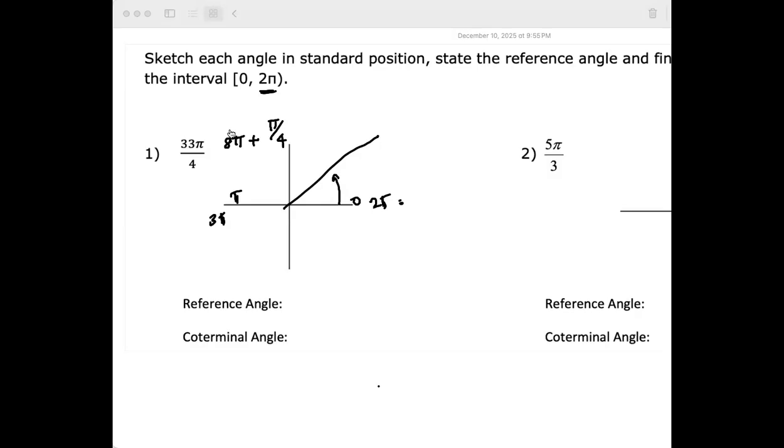Does that make sense? Would you be able to find the coterminal angle within 0 to 2 pi? Within the interval 0 to 2 pi, would you be able to find the coterminal angle? Would it just be pi by 4? Good. One more. Let's say you don't have to be within that interval at all. Would you be able to find it?